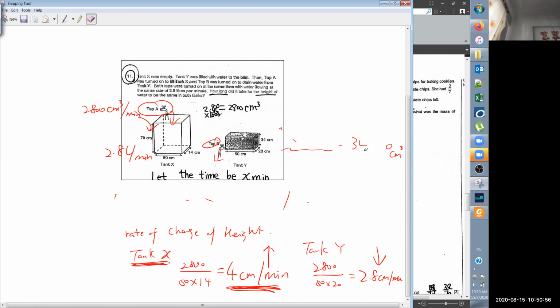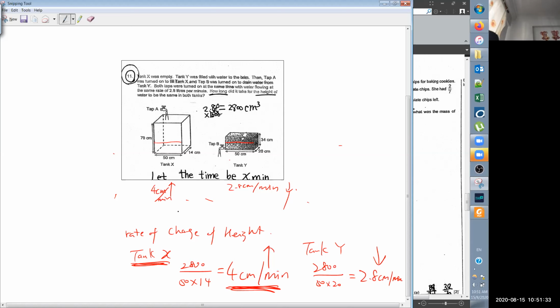So let me get rid of all this. Okay, 这个它是4 cm 上升 per minute，这个是2.8 cm 下降。然后他说How long did it take for the height of the water to be the same? So 他们要达到共同的 height，对吗？So can I ask you? After 1 minute, the height in X is 4 cm. Then what about the height in Y? 1 minute 之后，34减2.8？Very good.